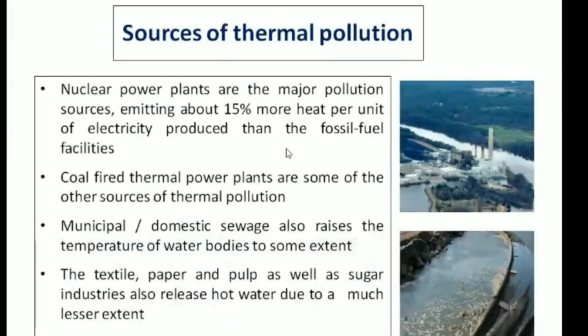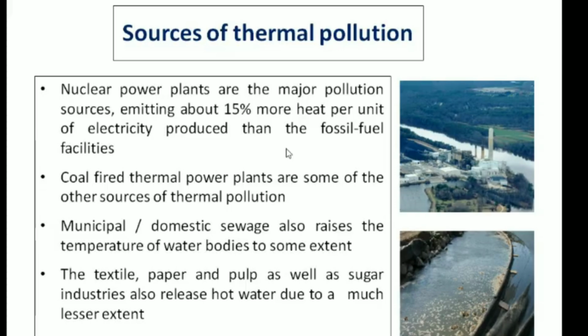If you look at the sources of thermal pollution, nuclear power plants are one major reason for this thermal pollution, emitting about 15 percent more heat per unit of electricity produced than a fossil fuel facility. So nuclear power plants are one main source. Like this, coal-fired thermal power plants are also another important source of thermal pollution.